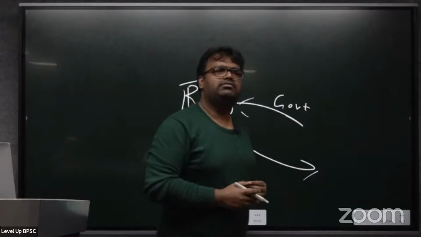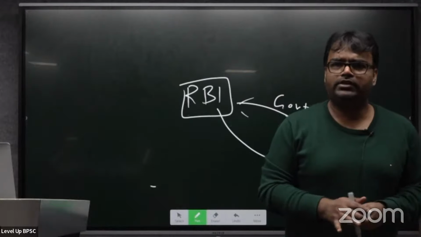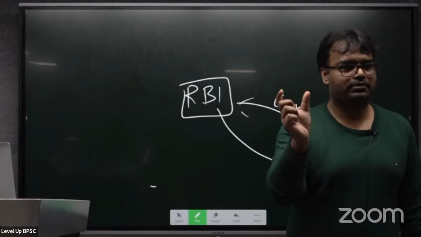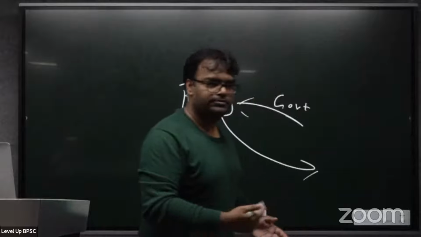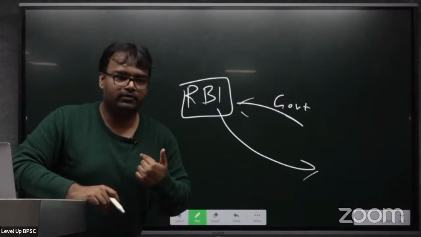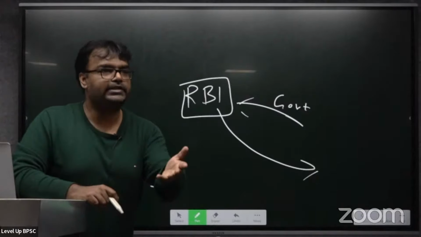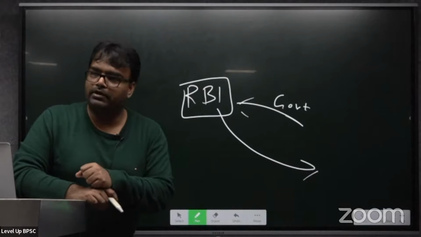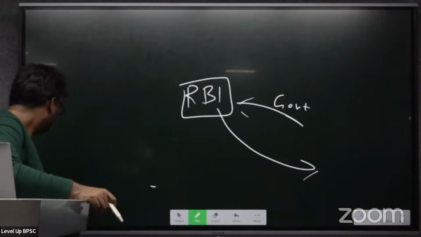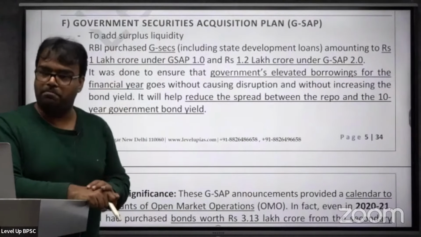But you would say, sir, RBI buys government securities generally also. Why this special name GSAP? RBI keeps on buying government securities, not directly, indirectly. From the secondary market, RBI through open market operations keeps on buying government securities. Then what is the point of the Government Securities Acquisition Plan, GSAP?